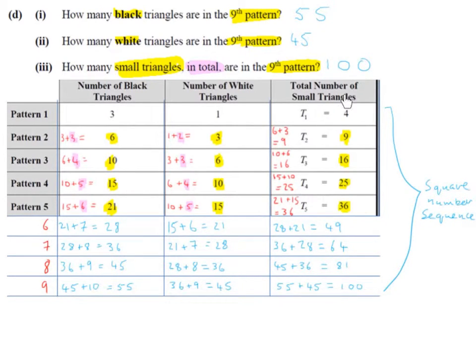Alternatively, you might have noticed that this is the square number sequence. So 2 squared is 4, 3 squared is 9, 4 squared is 16, 5 squared is 25, 6 squared is 36, 7 squared is 49, 8 squared is 64, 9 squared is 81, and 10 squared is 100. So the number of small triangles in total in the ninth pattern is 100.